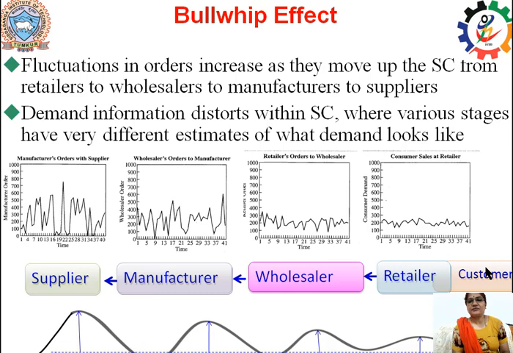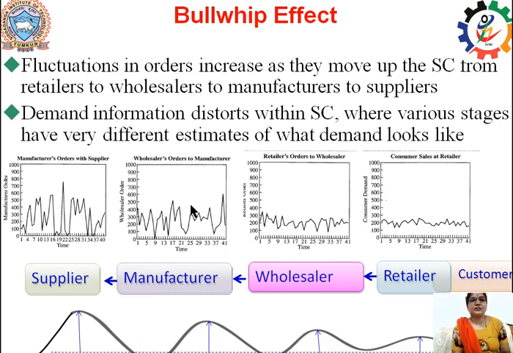The customer will demand some quantity from the retailer. The retailer will grasp it neatly, because this is the interface between the retailer and customer. So more or less the demand is stable. There are no more fluctuations here. But just compare this with this. This is the retailer's orders at the wholesaler now. When it comes to the wholesaler, the fluctuations are more. Can you make out?